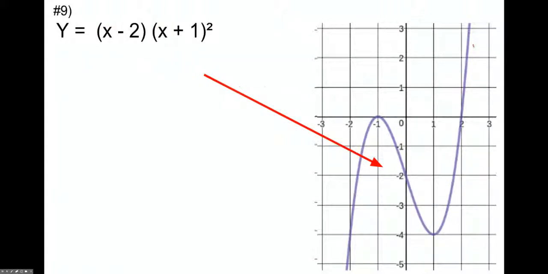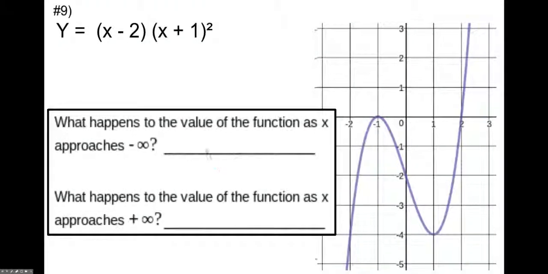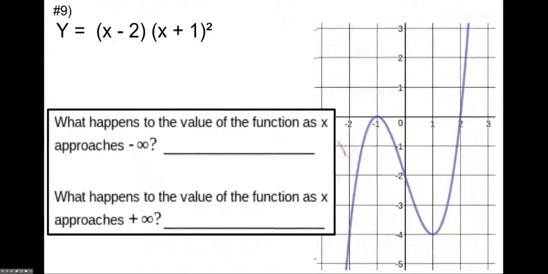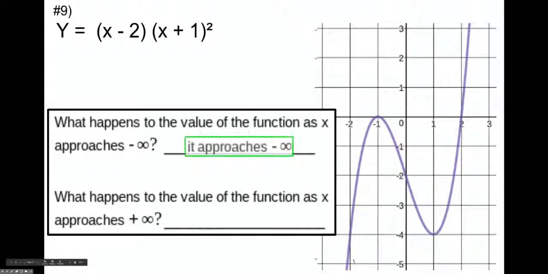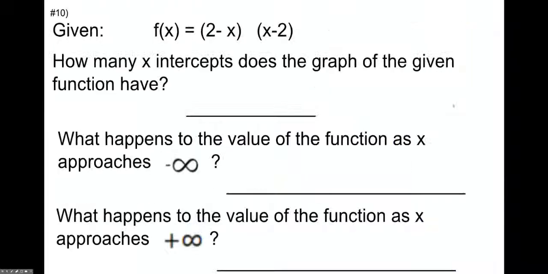All right, let's talk about the end behavior. What happens to the graph as you look to the left? It's going down. What happens as you look to the right? It's going up. These are your answers. Let's move on to number 10.